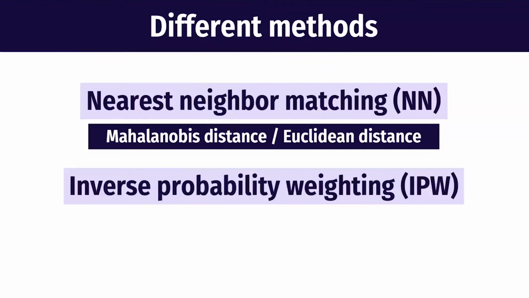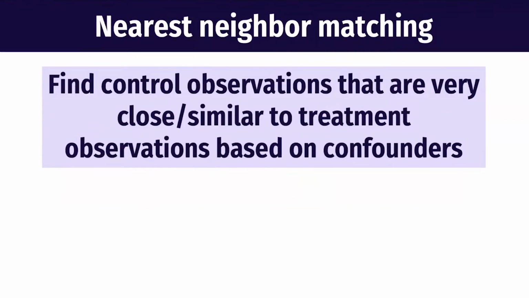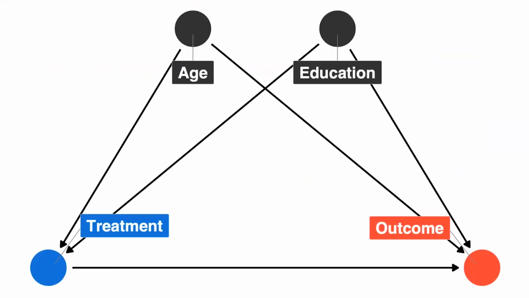So nearest neighbor matching is where you just want to find observations that are very similar to each other based on the confounders. Okay, so here's our DAG. We have treatment leading to some outcome, but education is confounding that and age is confounding that. So according to this DAG, we need to control for age and education. But we don't want to just throw that into a regression model, because there might be curved lines, there might not be a linear relationship. So instead, we're going to adjust for age and education by matching.